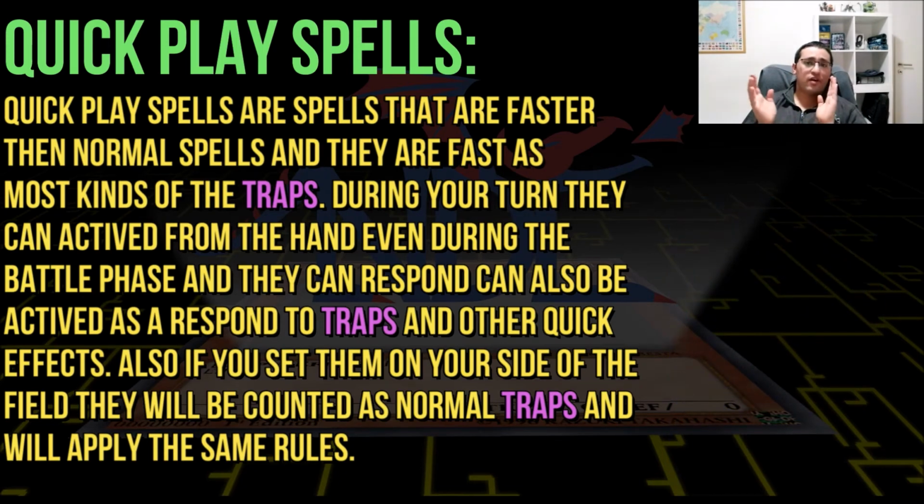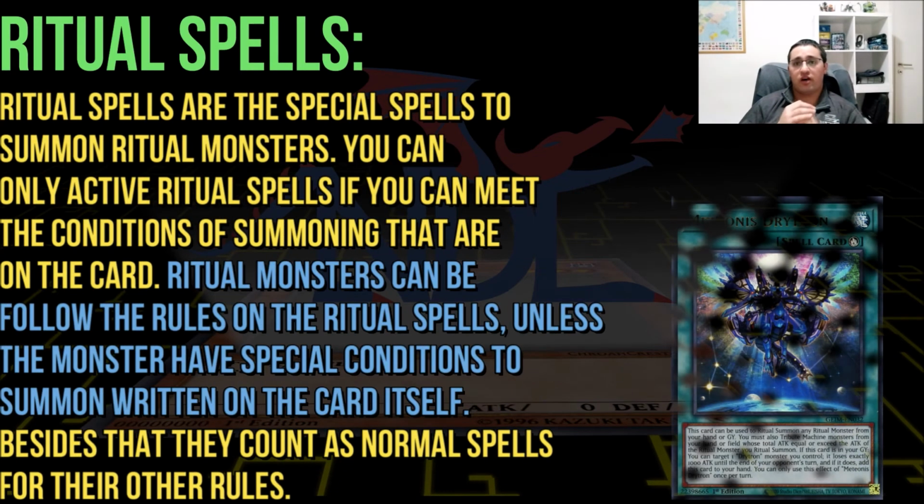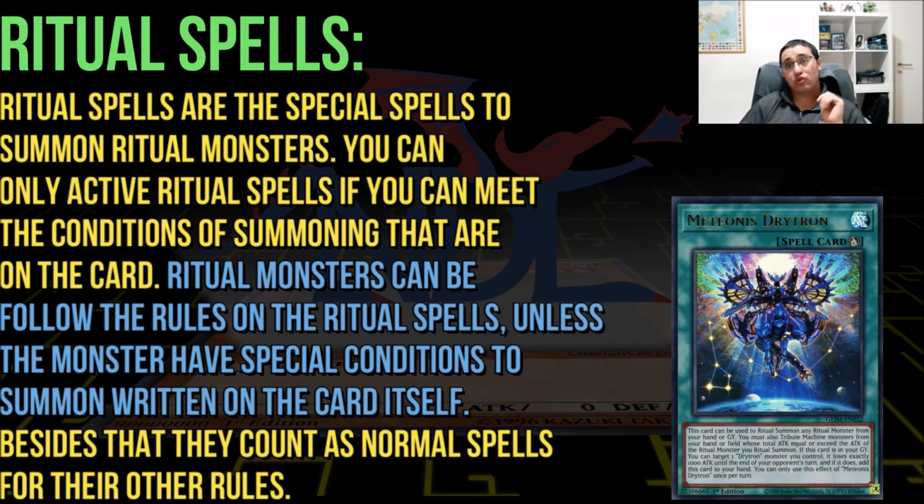Then lastly, we have ritual spells. And ritual spells are basically my favorite kind of spells. Ritual spells are supposed to be represented with the castle-like symbol, and ritual spells are supposed to be the other half for ritual monsters. However, ritual spells are a little bit more interesting than you think.